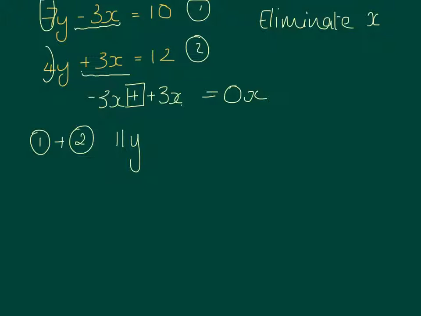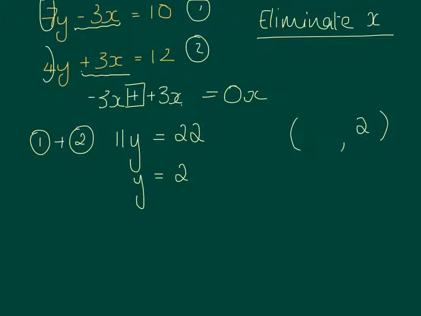Fantastic, so we can just leave that off. It was exactly what we wanted to do. We wanted to eliminate x. And 10 plus 12 is 22. So if 11y is 22, 1y must be 2. Brilliant. So if that coordinate that we were trying to find, because that's what we're wanting to do when we solve simultaneously, the y value is 2.